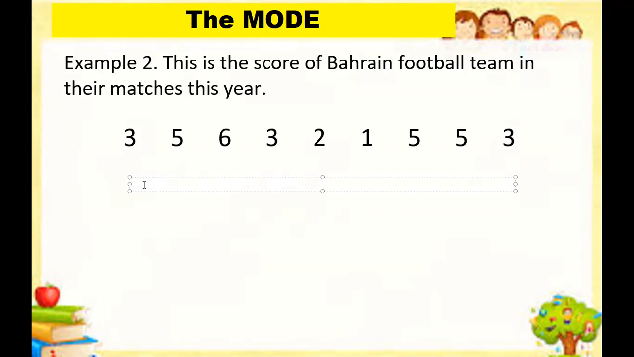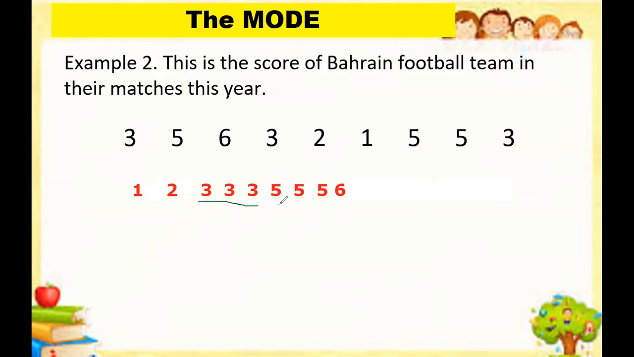So the lowest is 1, then 2. How many 3s do we have? 1, 2, and 3. So three 3s. Now let's see the next. There are also three 5s: 1, 2, 3. And then the next will be 6. So if you notice here, we have three 3s and three 5s.